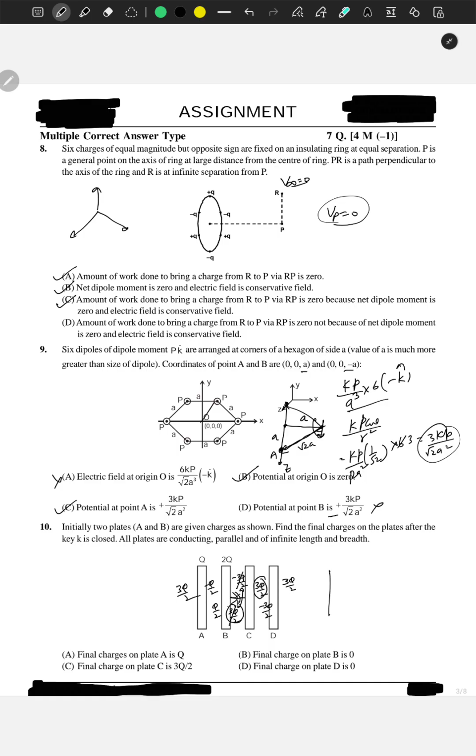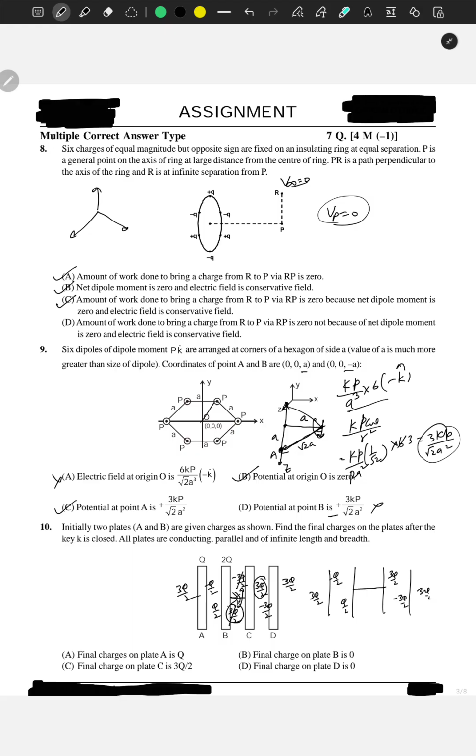So the final charges will be like this. Here we have 3q by 2, then minus q by 2, q by 2, 0, 0, 3q by 2, minus 3q by 2, 3q by 2. So these are the final charges.